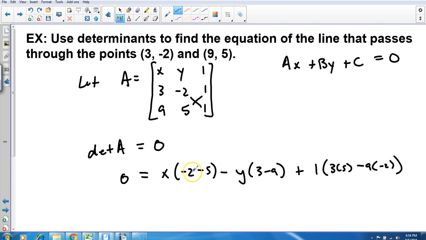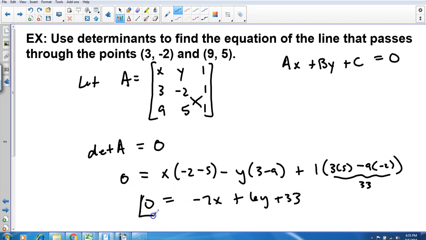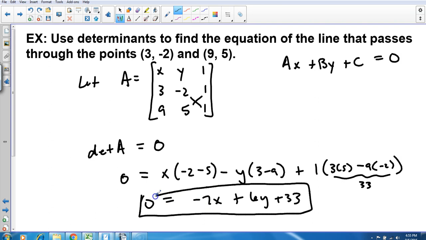So my equation ends up simplifying to -7x plus 6y, and this simplified here is going to give us 18 and 15, which is 33, plus 33. If we want to write it in a different form, we can, or we can keep it in the standard form, and that's the equation of our line.